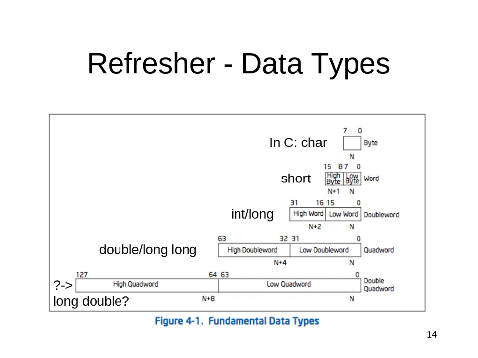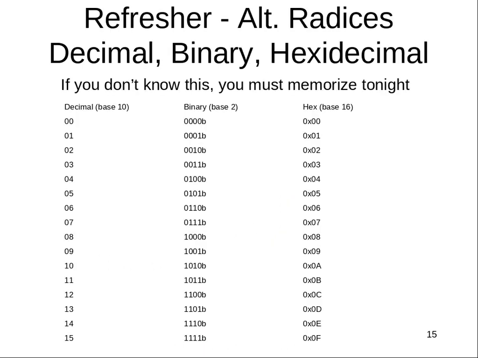it'll be 1 byte. A short is 2 bytes. An int, or a 32-bit long, is really 4 bytes. And then the next one's called a double, or a long outside of a 32-bit, which is 64 bits. And then I guess a long double is 128? Sure, why not?